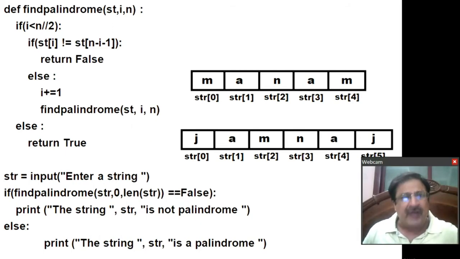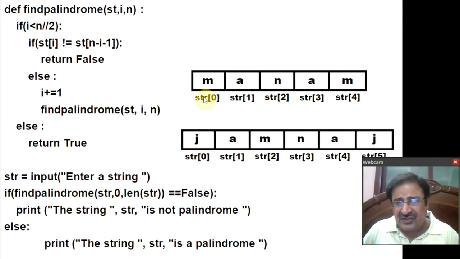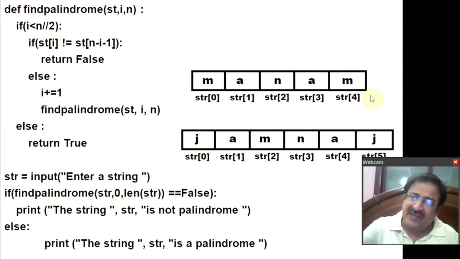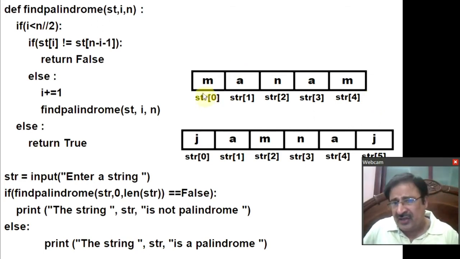Now this is a program which applies the recursive function call to find out whether the string is a palindrome or not. Now what is a palindrome string? The string which is read in the forward and backward direction, if it results into the same string, then it is a palindrome string. For example, I read this string M-A-N-A-M and I read it backward M-A-N-A-M. It is the same. So it is a palindrome string.